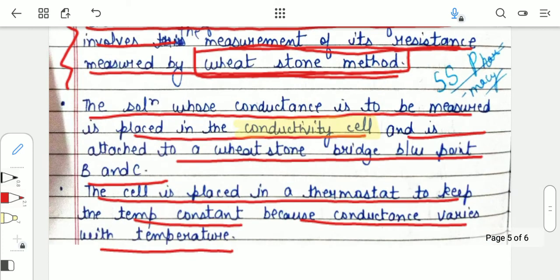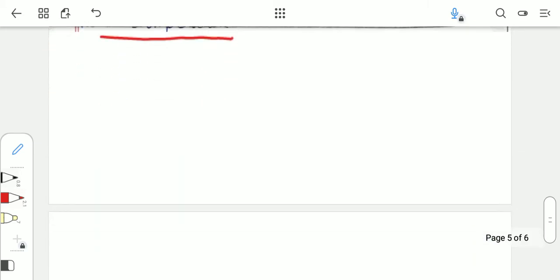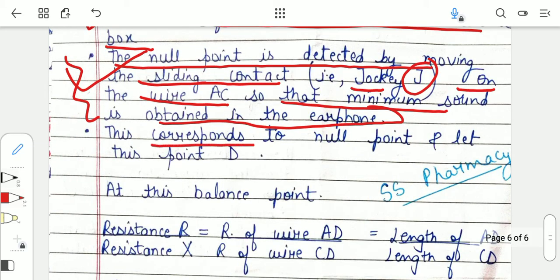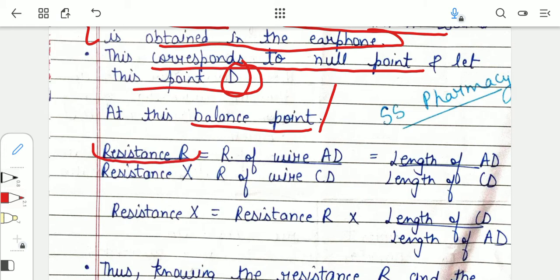This arm is connected to our conductivity cell, and the cell contains our solution whose conductivity is to be measured. It says that this corresponds to the null point, and let this point be D. At this balance point, the resistance R upon resistance X, the resistance of the electrolytic solution, is equal to the resistance of wire AD upon the resistance of wire CD. The resistance of wire AD corresponds to the length of AD, and the resistance of wire CD corresponds to the length of CD.